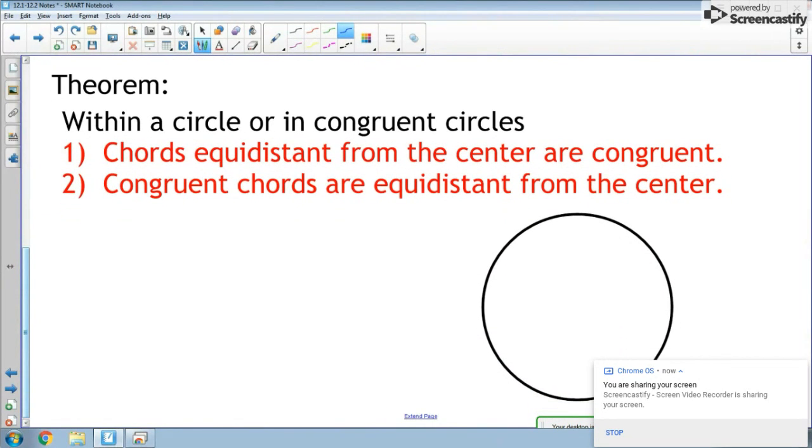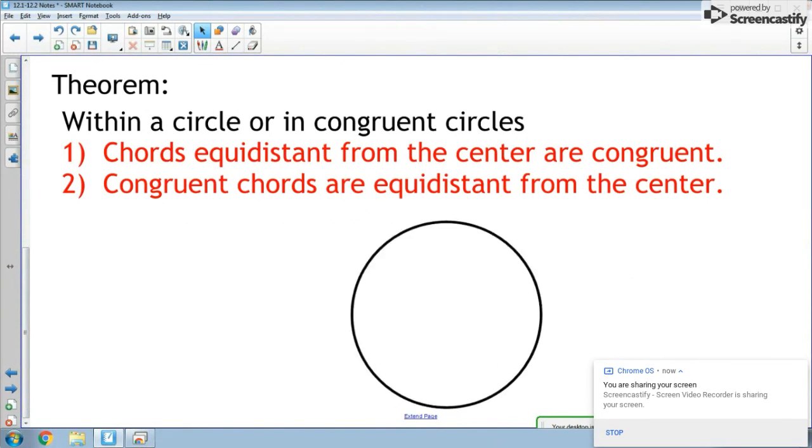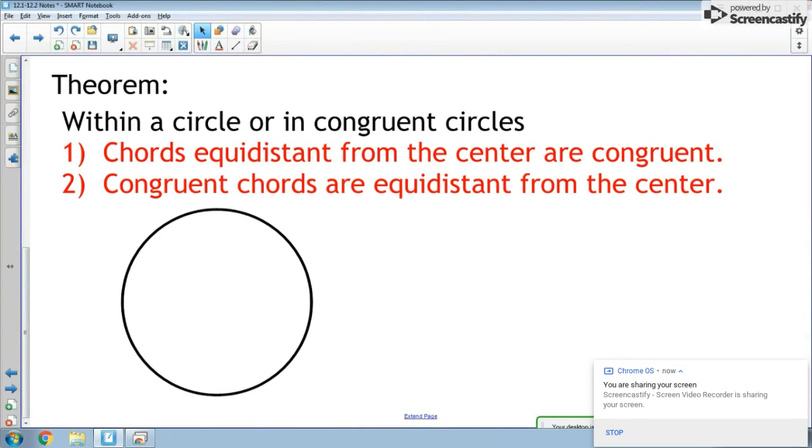Here are a couple of theorems. So the first one is that chords that are equidistant, the same distance from the center, are congruent. So let's look at that. And congruent chords are equidistant from the center. I guess it's kind of saying the same thing, just the converse of it.